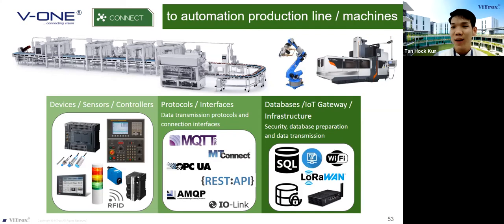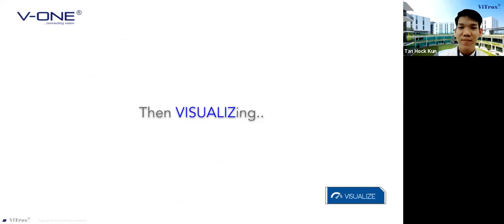For data transmission protocol and connection interface, well-known open source machines communication protocols such as MQTT, MTConnect, OPC UA, and many more others are supported by V1. And last but not least, let's say you currently have any data which is stored in database formats such as MySQL, Postgres, Oracle, or even Microsoft SQL, and you wish to link this data to V1 for you to do further analysis, real-time monitoring or reporting, or even for machine learning purpose, it is also possible.